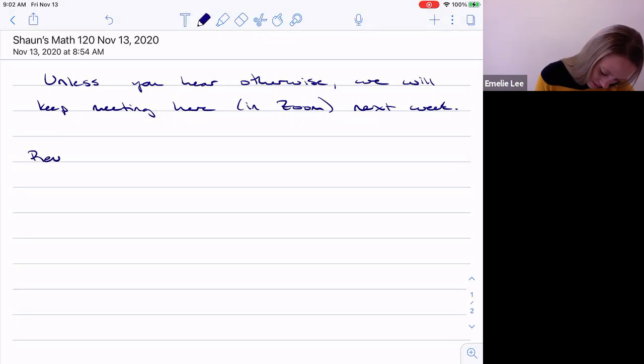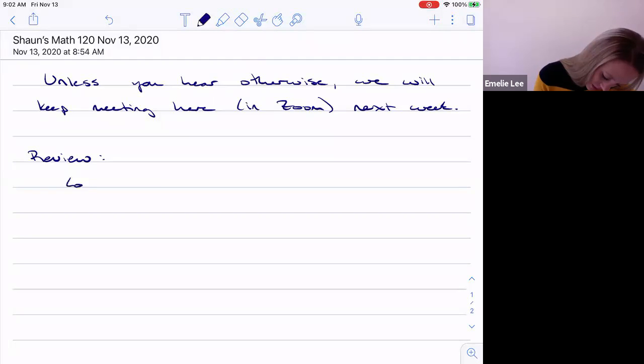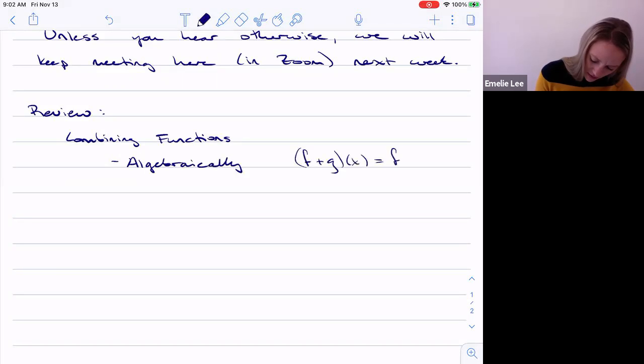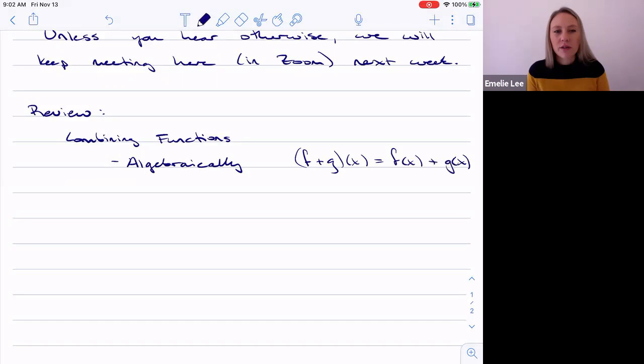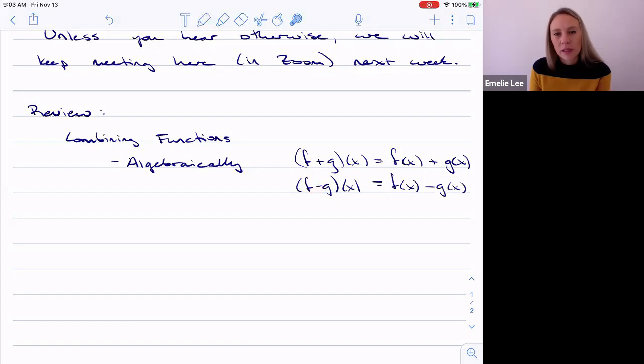Okay, so for a review, we talked about combining functions. We can do it algebraically, so things like f plus g of x, but what we said was that's just the same as f of x plus g of x. Same thing with f minus g of x is f of x minus g of x. So we're combining functions to create new functions, but algebraically it's not really that surprising.